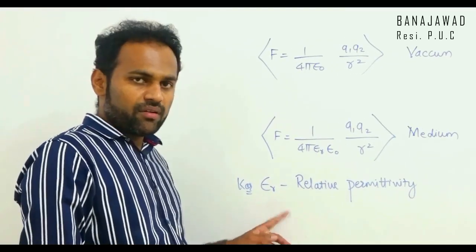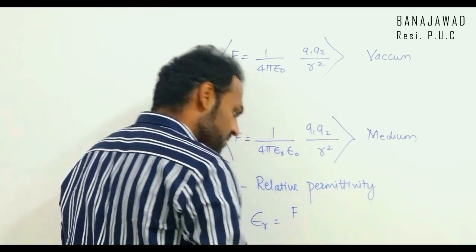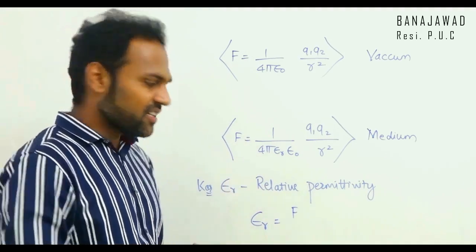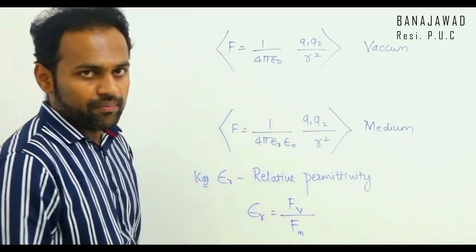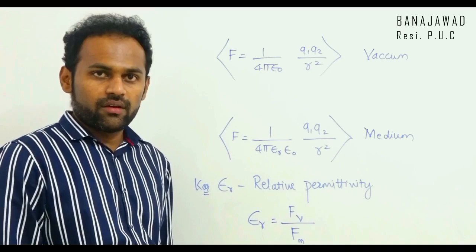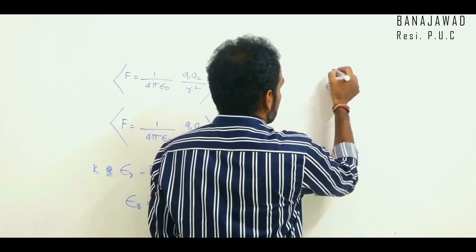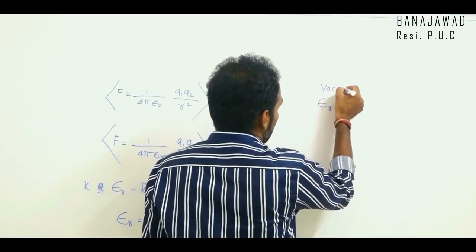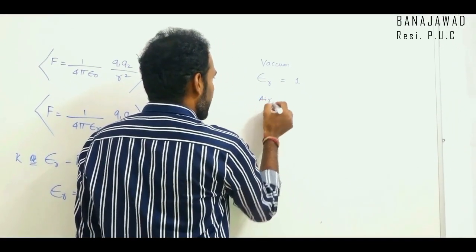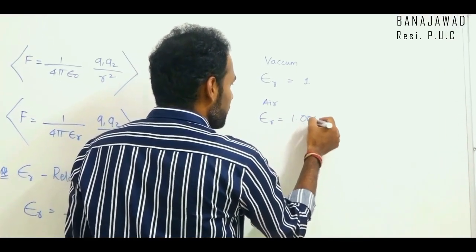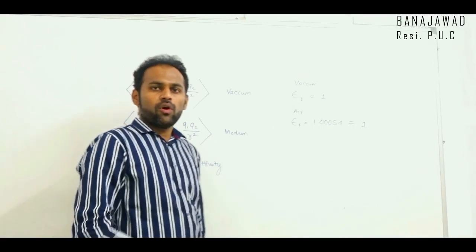What is this relative permittivity? We have already discussed it. Relative permittivity is the ratio of the force between two point charges separated by a certain distance in vacuum to the force between the same two charges separated by the same distance in a medium. A few examples: the relative permittivity of vacuum is 1. The relative permittivity of air is 1.00054, which is taken as 1 only. So whether the two charges are in vacuum or in air, it is taken as 1.